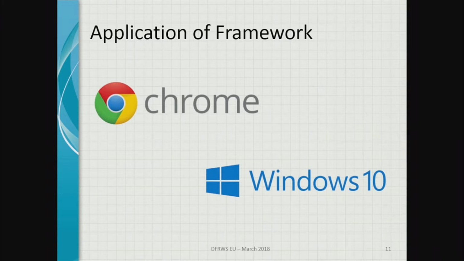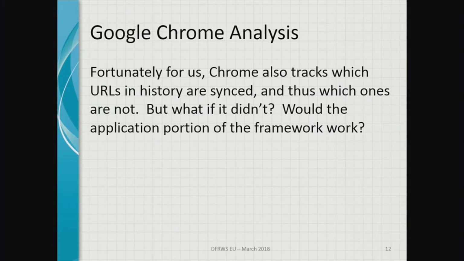So like I said, for the application of the framework, I looked at Google Chrome and Windows 10. With Google Chrome, like I said, fortunately, Google Chrome tracks what URLs are synced from another device and which ones are local. But if we cast that aside, how would we approach it? And that's what I did in this case here. Because not all applications are going to let you know what's synced and what's local.